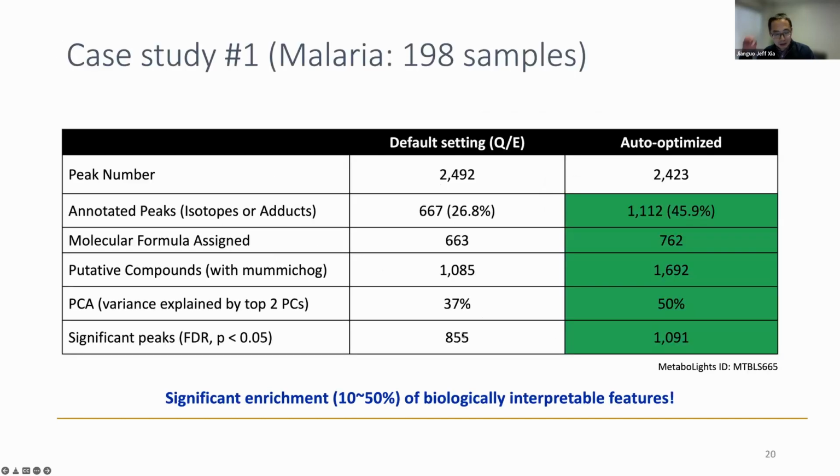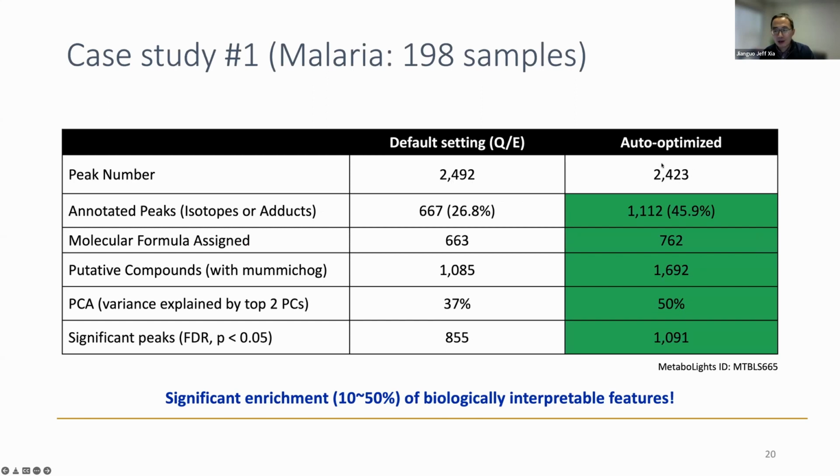Just 2 months ago, we did another case study using malaria data, about 200 samples. We just used the default QE settings, which are really based on XCMS Online's Q Exactive defaults. And we found the peak numbers like this.